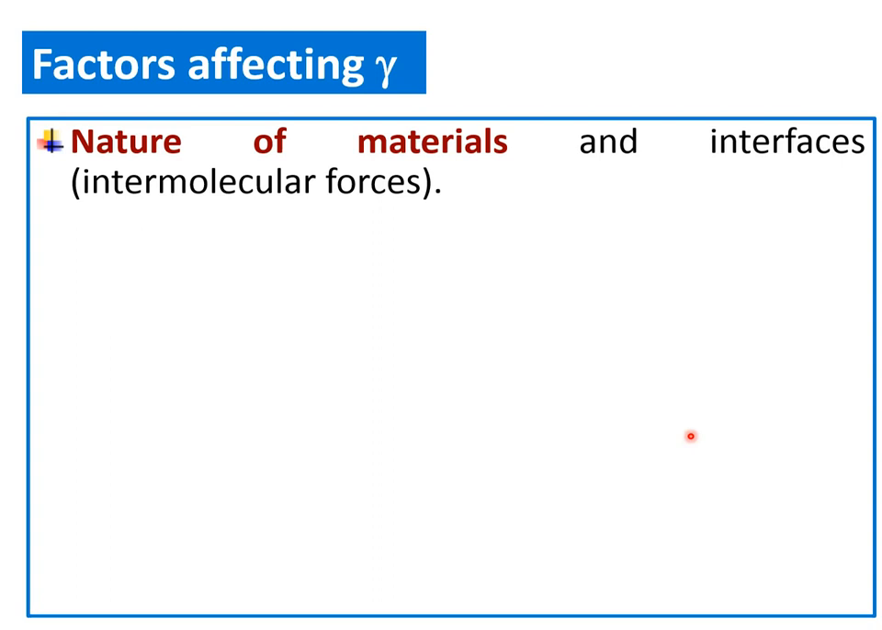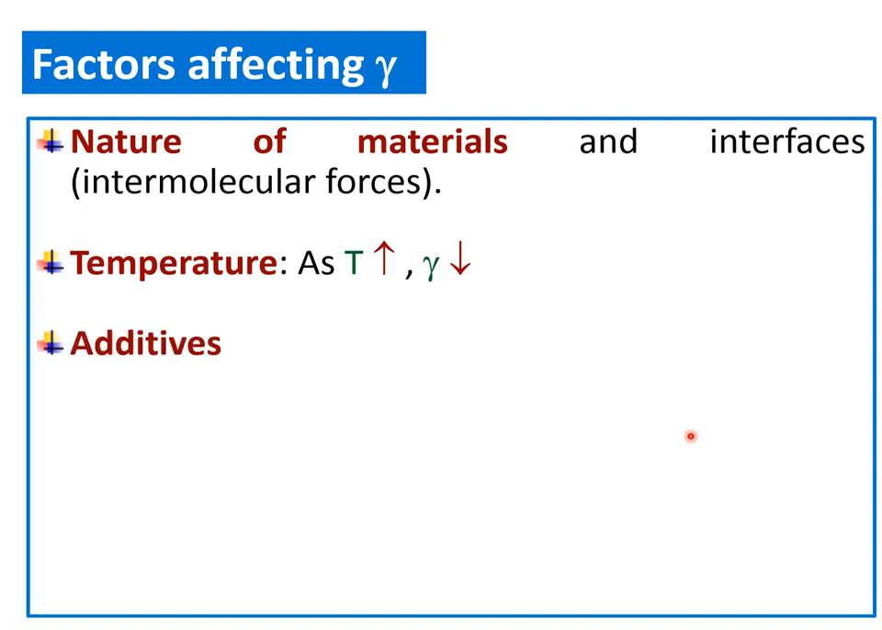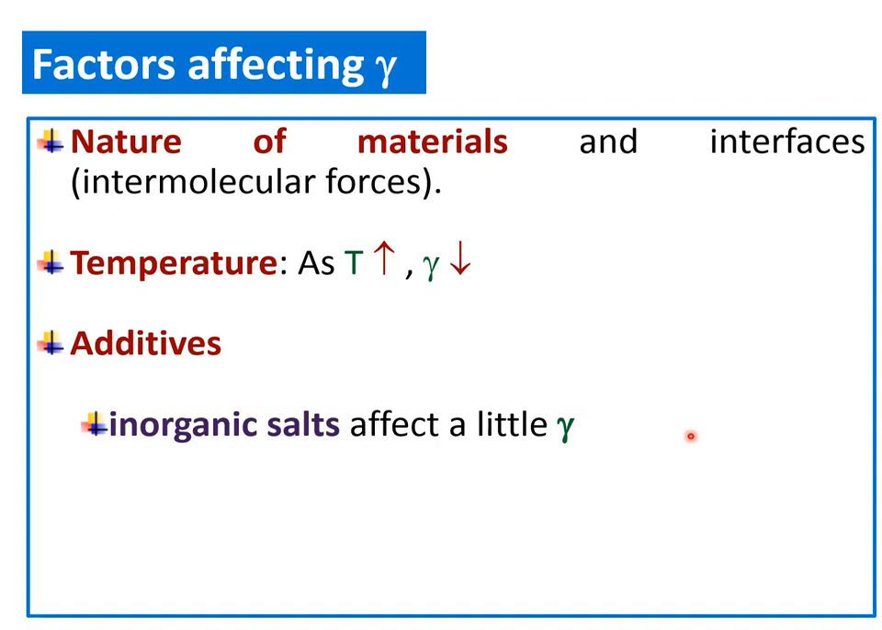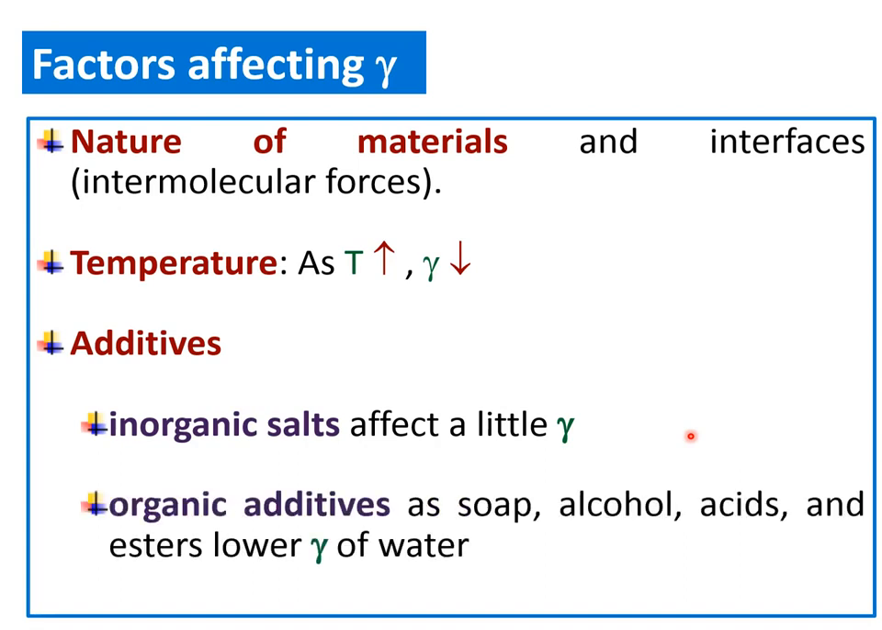As the intermolecular forces increase, the surface tension increases. Okay, and the temperature also. As temperature increases, gamma decreases, and the existence of additives like inorganic salts has little effect on gamma. But organic additives such as soap, alkyl acids, or esters lower the surface tension of water.